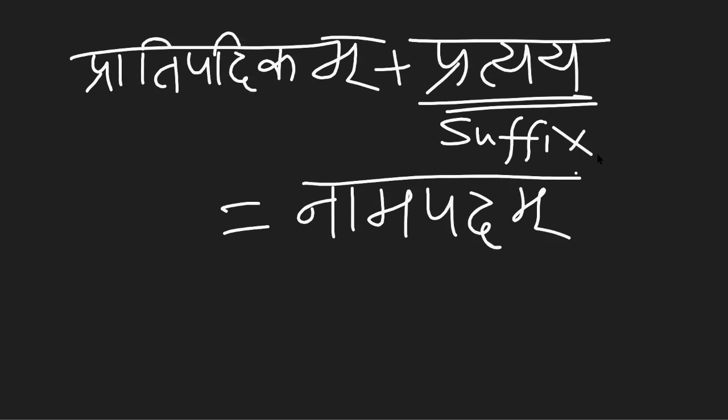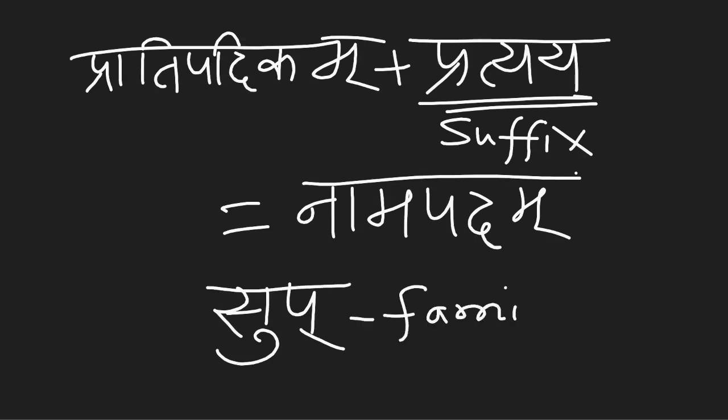And to pratipadikam, what kind of pratyayas are added? What is the family of pratyayas called? It is called sup. Sup family of pratyayas. So, how many sup pratyayas are there? 21 sup pratyayas are there.